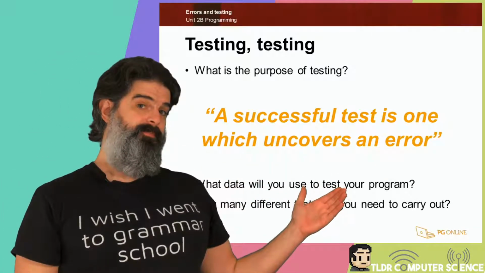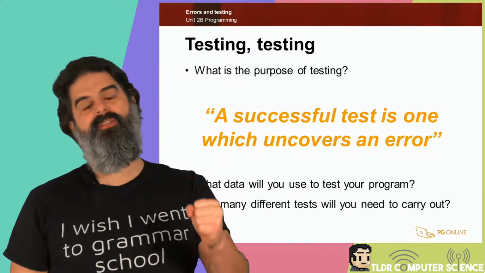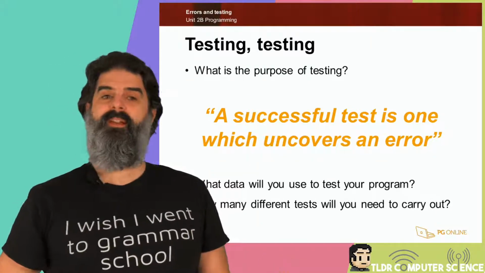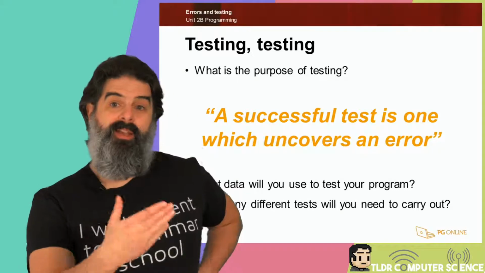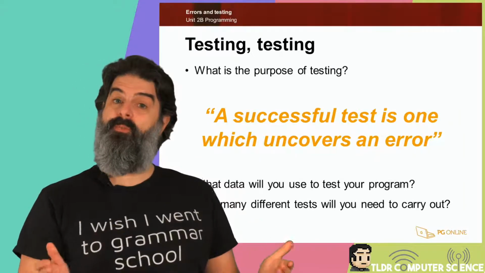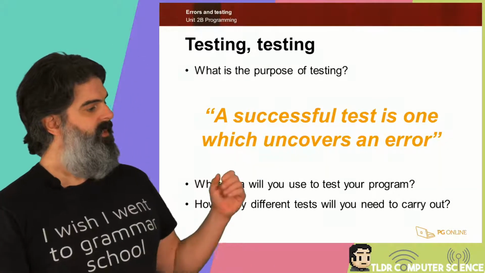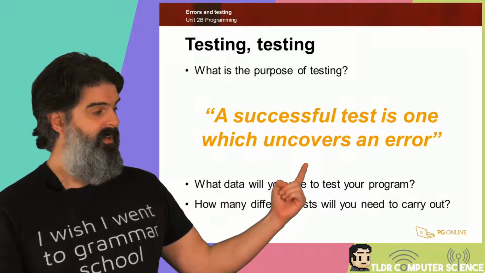logic errors. The program runs, but it doesn't do what you intended it to do. So what can that mean? Like when you see a glitch in a game, where maybe there's a wall and you can glitch over it or something like that, right? That's not a syntax error because the program's running. That's a logic error because it doesn't quite do what you meant to do. And the successful test is one which uncovers an error.